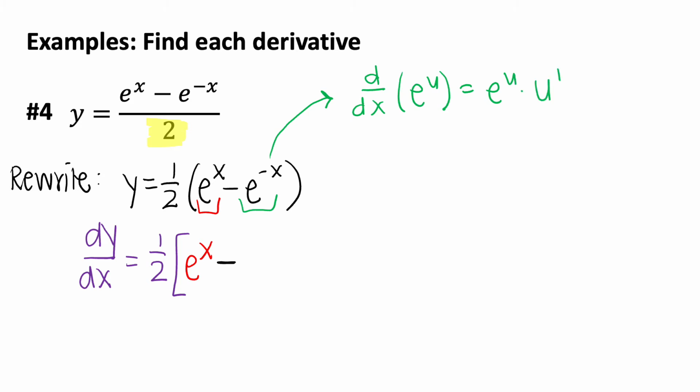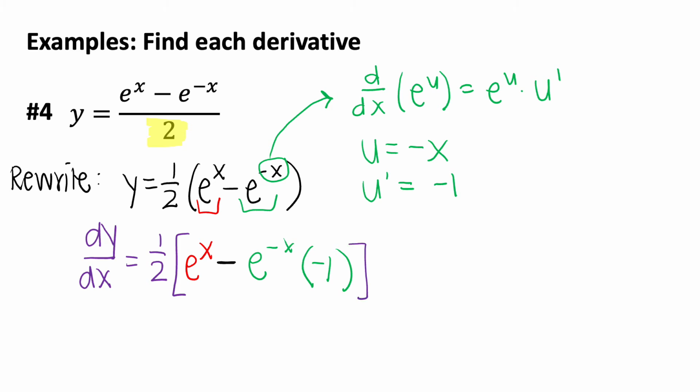So in this case, I'm going to choose my exponent. My u will be equal to negative x. My u prime, my derivative, is just going to be equal to negative 1. So taking the derivative here, I have e to the u, so e to the negative x times u prime, or negative 1.